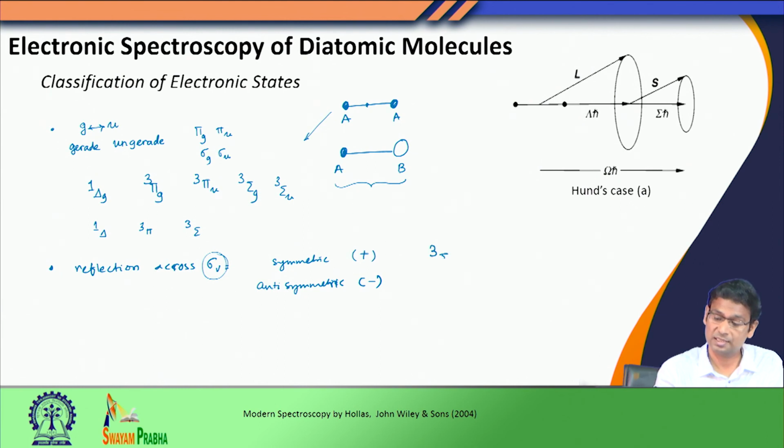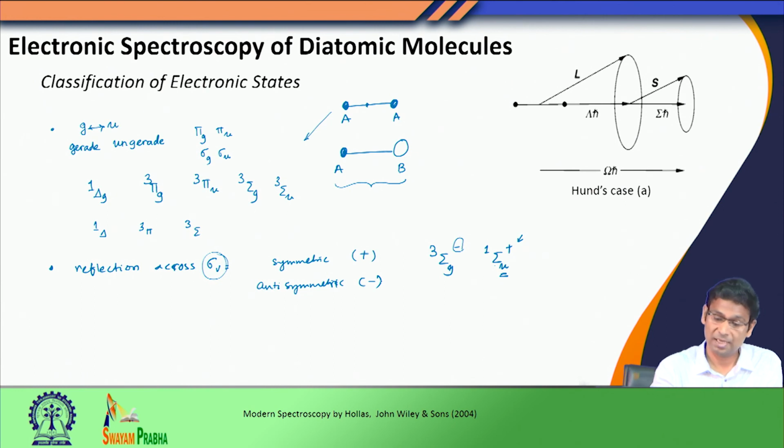So, this is mostly important for the sigma levels. This tells us that this is a sigma state with ungerade symmetry, and with respect to the reflection across any sigma v, which contains the nuclear axis, in this case it is negative, suggesting that it is antisymmetric with respect to that symmetry operation.